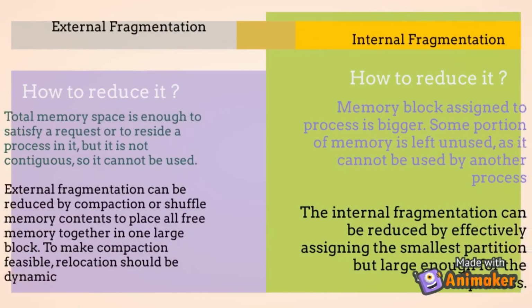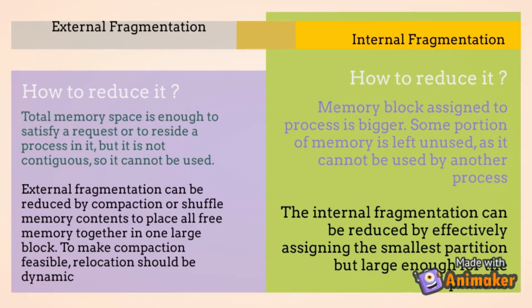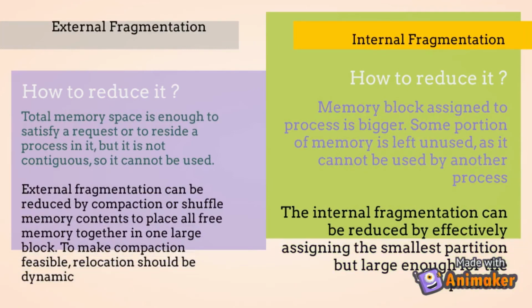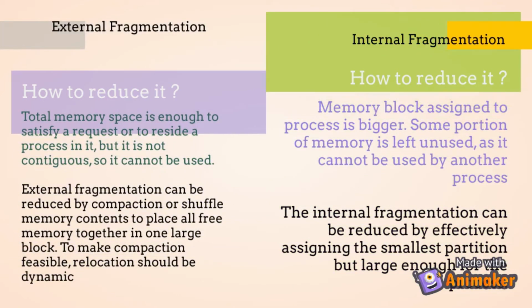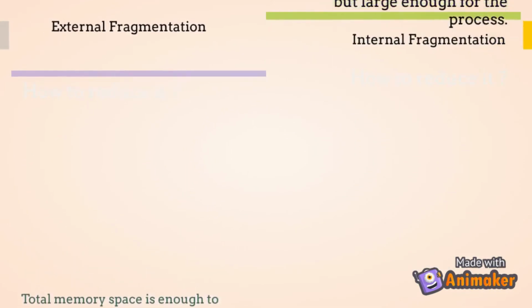There are two types of fragmentation: external fragmentation and internal fragmentation. There are methods for both to reduce them. External fragmentation can be reduced by rearranging memory contents to place all primary memory together in a single block. And internal fragmentation can be reduced by assigning the smallest partition which is still good enough to carry other processes. Means the blocks which are already created should be assigned to the process which needs the same amount of memory.